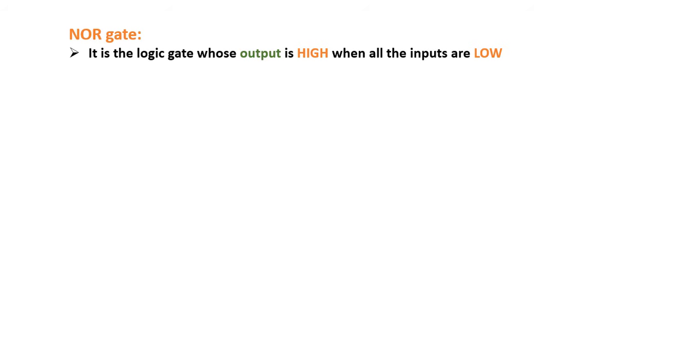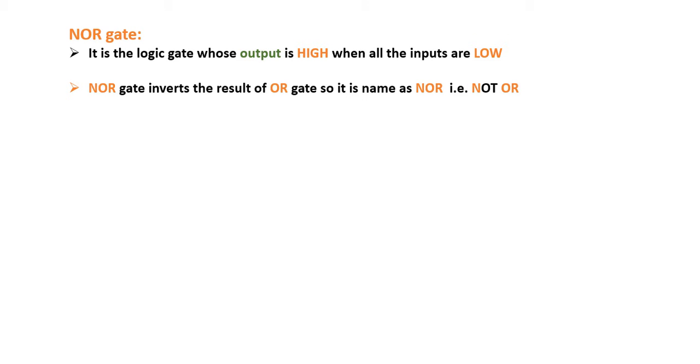It is the logic gate whose output is high when all the inputs are low. The NOR gate inverts the result of the OR gate, so it is named NOR, that is, NOT OR. The first letter of NOR represents the NOT gate, so it is named NOR.